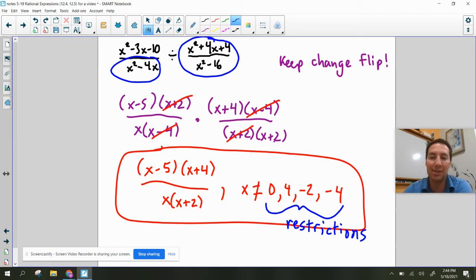One other little hint on the restrictions, you should do this after you factor, but before you cancel things out. Because even though you're canceling things out, look at my little red crosses, my red slashes, those things were still in the original problem, so it would still make something undefined if you were dividing by 0.